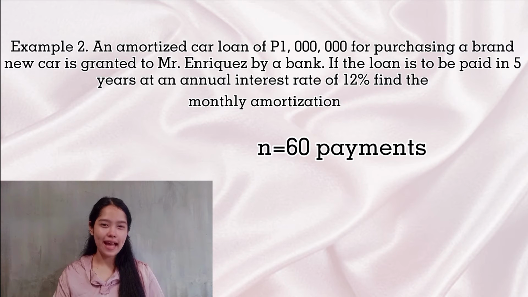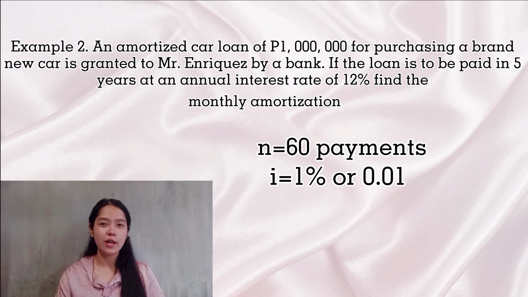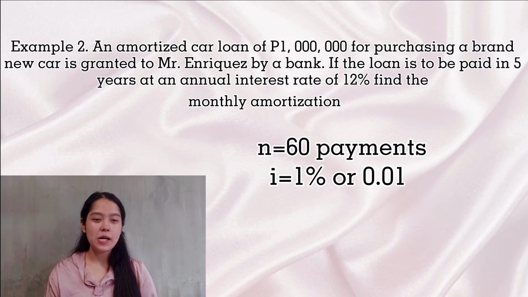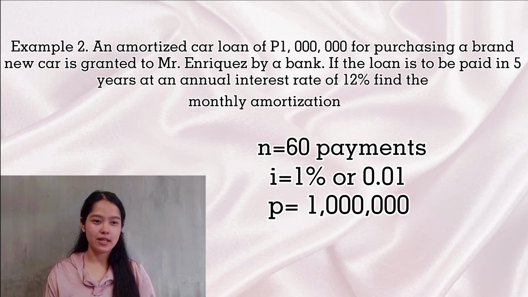Then let us find I, the monthly interest. Since it is compounded monthly, let us divide 12% over 12. So 12% divided by 12 is equal to 1%, or 0.01 in decimal form. Lastly, P is equal to 1 million.